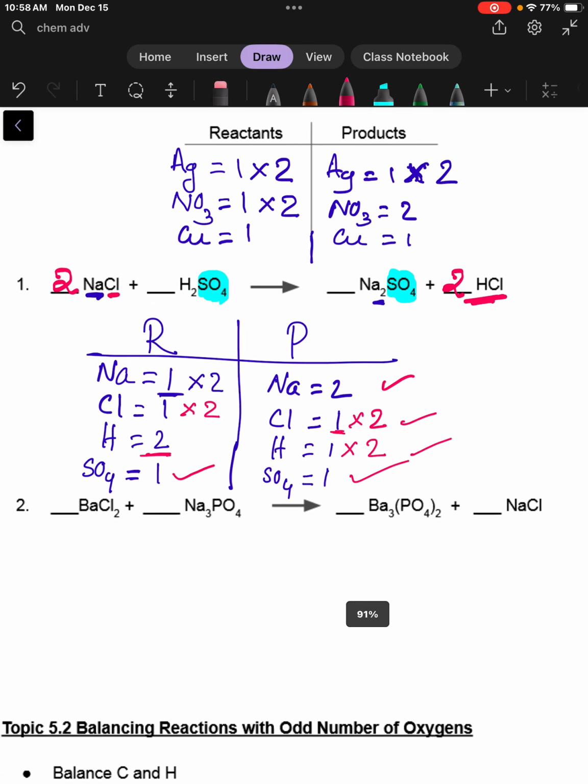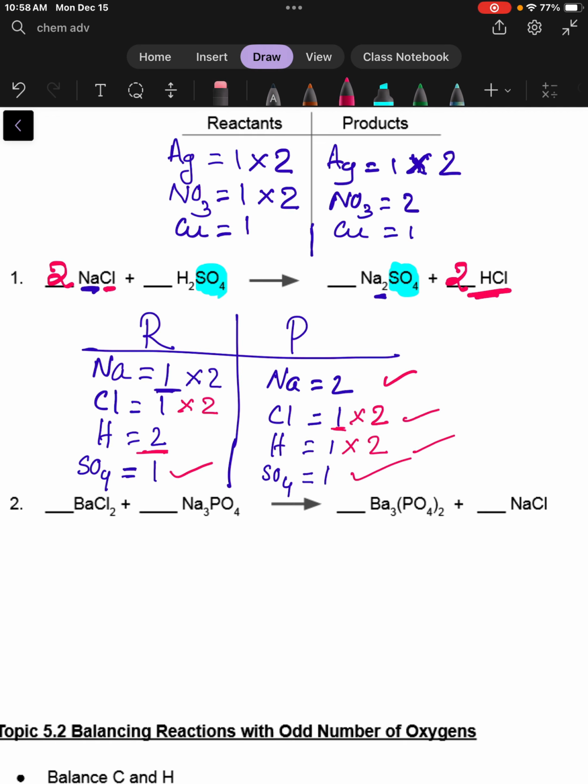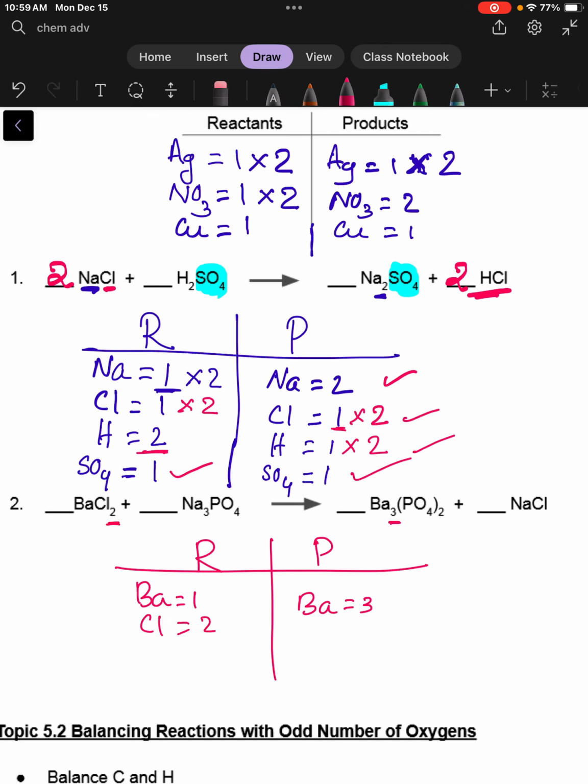Okay, next one. That is the last one I'm doing. The rest of them will be a practice. Okay, do the same thing. You are listing reactant and product. Starting from barium, there is one barium on the left and 3 barium on the right. Look at this number, 3 barium. And chlorine, there are how many here? 2 here. On the right hand side, no subscript, that means it is 1. Sodium, there are 3 here. On the right hand side, there is only 1.